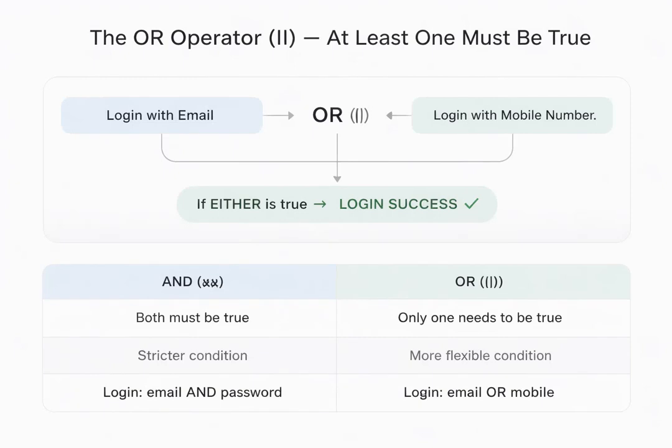The OR operator is used when you want at least one of multiple conditions to be satisfied. The instructor gives a great practical example. Some applications let you log in either with your email address or with your mobile number. In that case, you don't need both to be correct, just one of them. So you'd use OR. If the email matches, great, log them in. If the mobile number matches, also great, log them in. Either one being true is enough. This is the key difference between AND and OR. AND is strict, requiring everything to be true, while OR is flexible, requiring just one thing to be true. Choosing the wrong one can completely break your application logic, so understanding this distinction is critical.